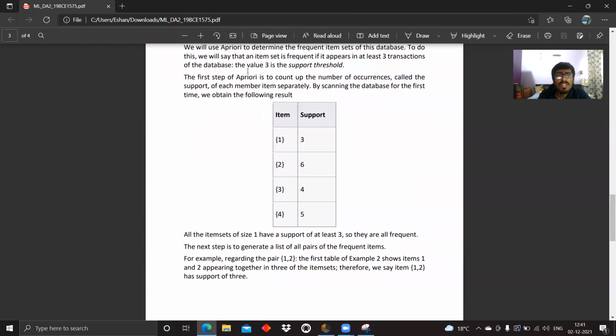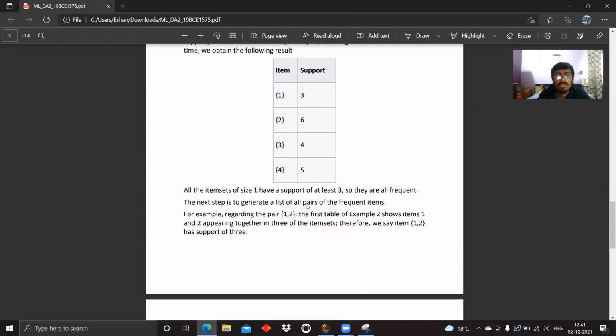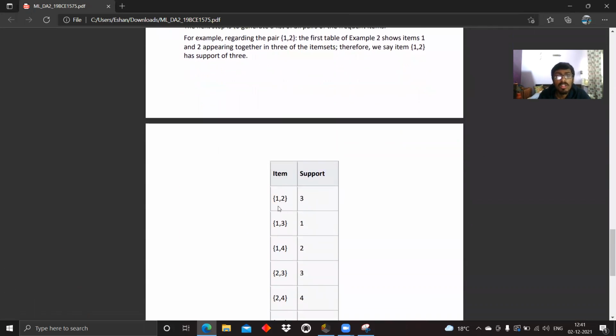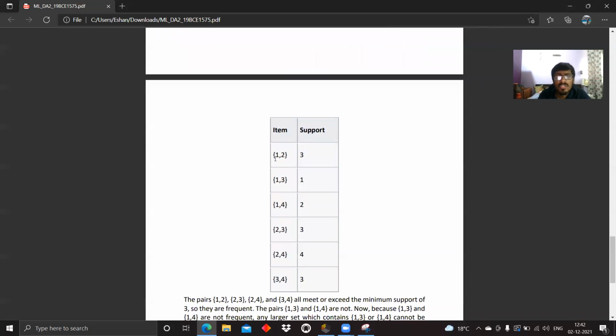Now, since we consider the value 3 as a support threshold, we'll be looking at which support values are equal to or greater than 3. For this case, all of them have a value greater than or equal to 3. So we move on to the next step, where we'll now be plotting it in pairs. The pairs which are possible for this scenario are 1, 2, 1, 3, 1, 4, 2, 3, 2, 4, and 3, 4.